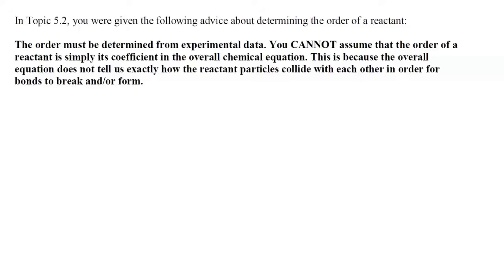In topic 5.2, you were given the following advice about determining the order of a reactant. The order must be determined from experimental data. You cannot assume that the order of a reactant is simply its coefficient in the overall chemical equation. This is because the overall equation does not tell us exactly how the reactant particles collide with each other in order for bonds to break and/or form.